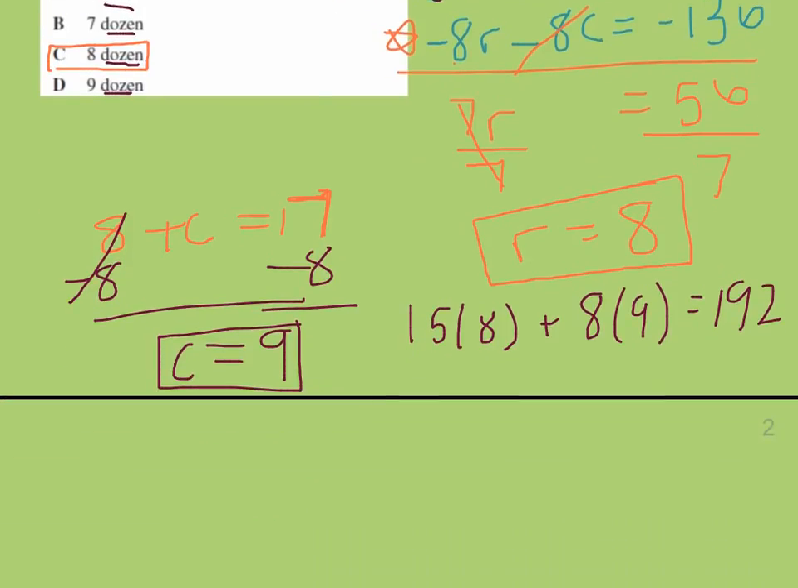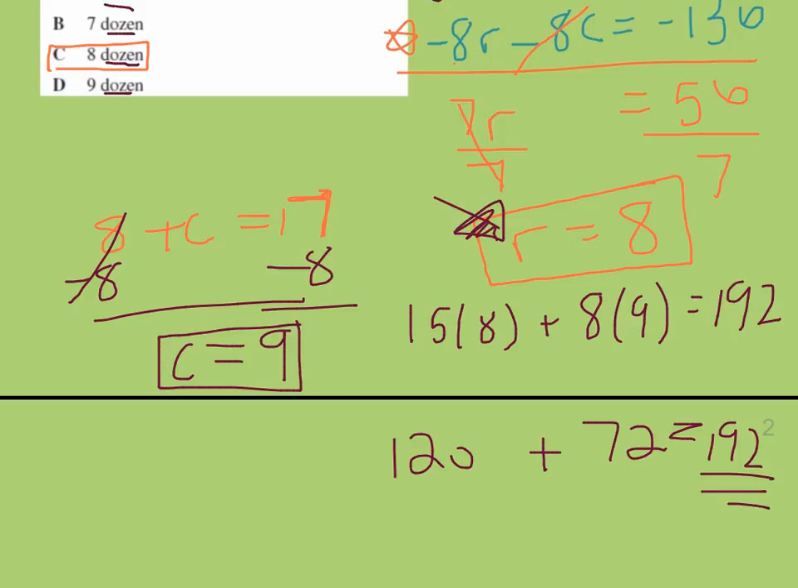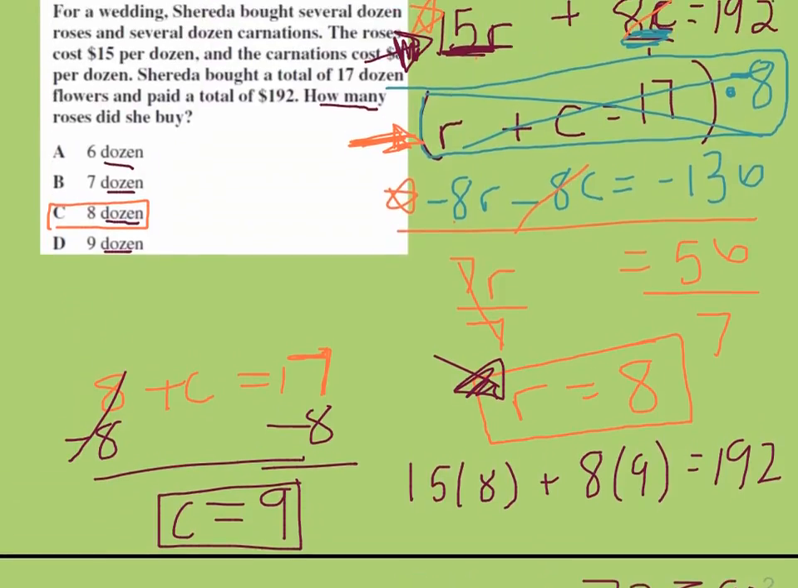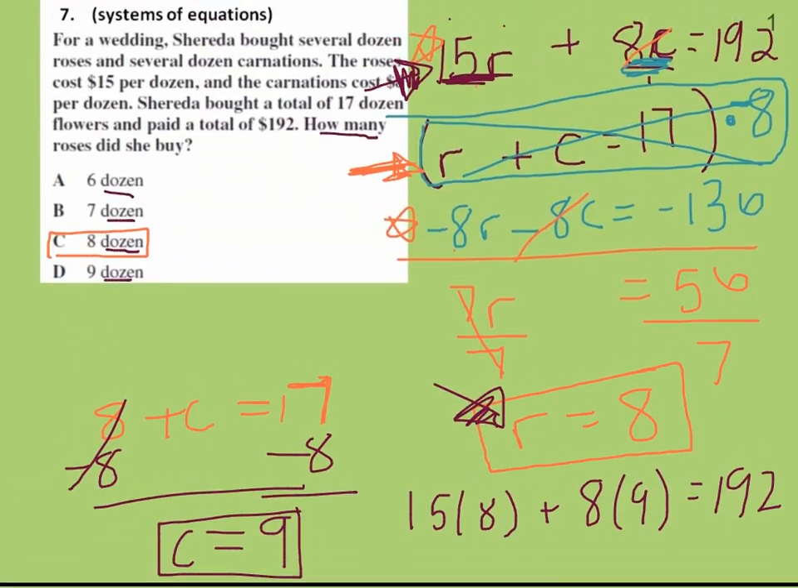15 times 8 is 120. And 8 times 9 is 72. Does that add up to 192? Yes, it does. So we can say, okay, that's definitely the right answer. We bought 8 dozen roses. And that's it.